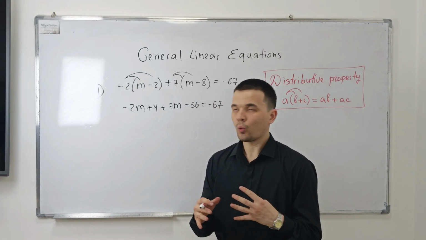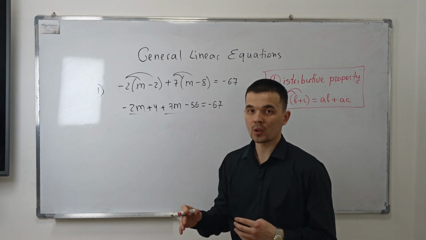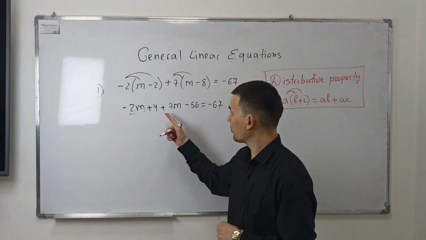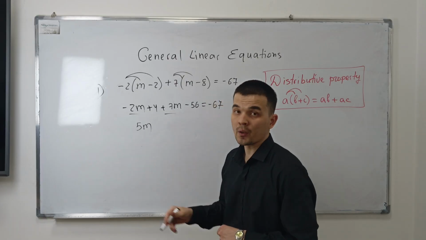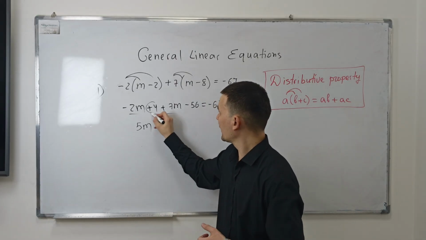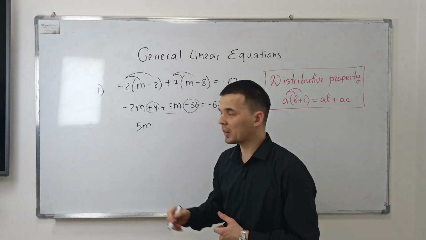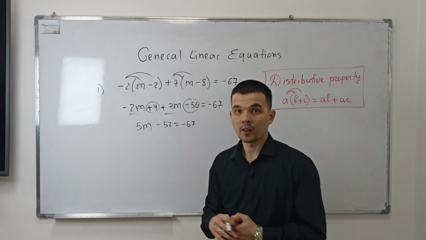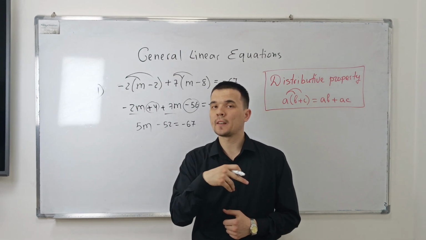And please keep in mind, when you have got two unknowns, we can actually work with them, add them, subtract them. Minus 2m and plus 7m gives us the expression of 5m when you add them, and minus 4 and minus 56 will give us minus 52 equal minus 67. This is definitely the question we worked at a few minutes ago.